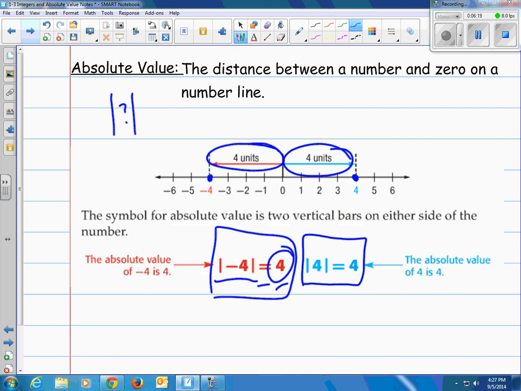Distance, again, is measured positively, and it does not matter direction. It doesn't matter if you're going left or right. It's just how far away is it? Just count the units in between.